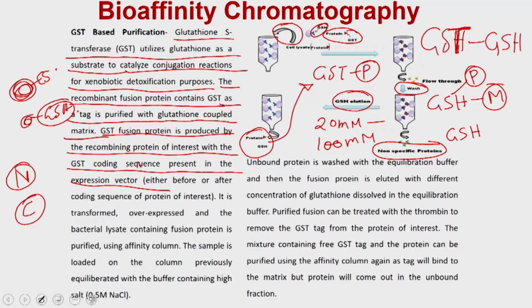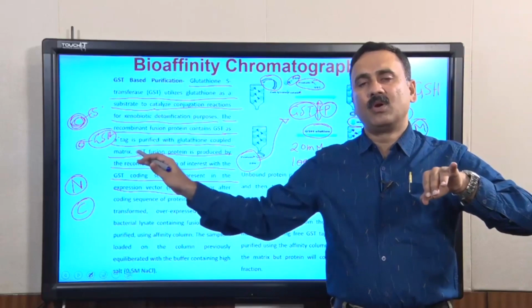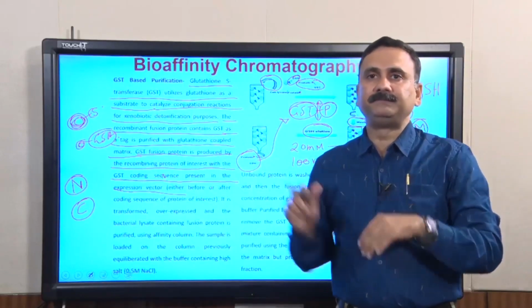Now, you can use some proteases. GST and the protein are coupled to each other with a protease cutting site, and if you want to purify further you can add that particular protease, and that is going to remove the GST from the purified protein, and it will give you the pure protein in the supernatant.